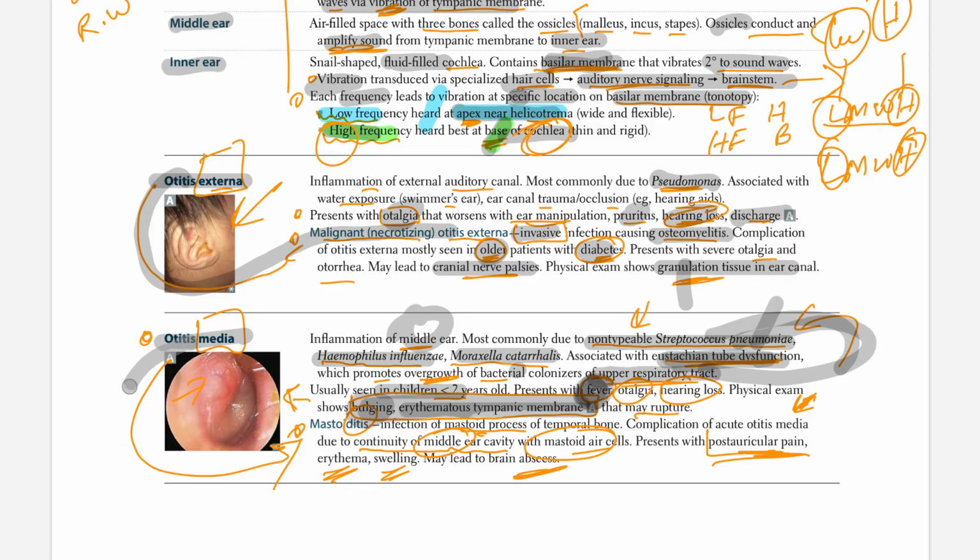Okay. Otitis media can go into mastoiditis, which is again the mastoid air cells, which are in continuity with the middle ear cavity. So this infection just travels to the mastoid air cells, causing mastoiditis, which is going to be seen as post-auricular pain, erythema, swelling, and can also lead to brain abscess.